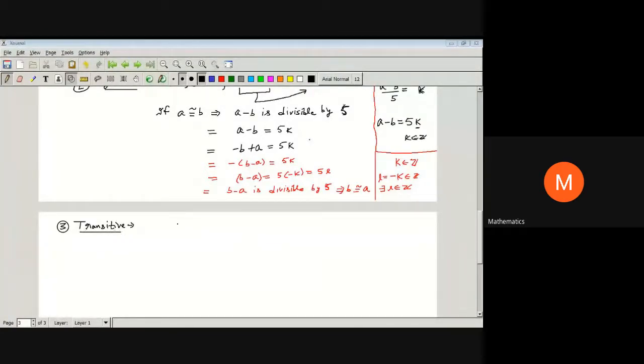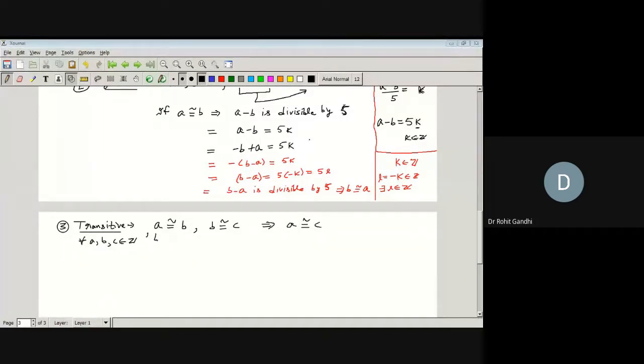Okay. So next, the part is the transitive. Given that A is in relation with B, right? A, B, C are any three elements in our integers, and A is in relation with B and B is in relation with C. So what we have to prove? A is in relation with C, right?